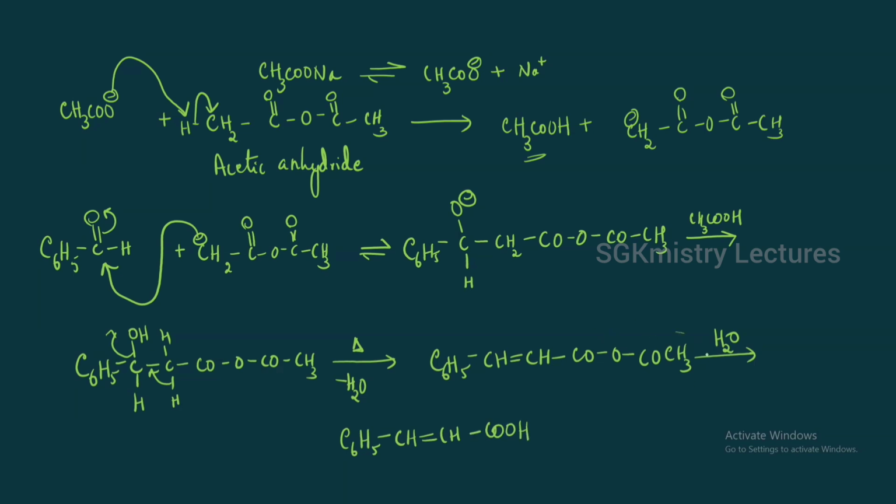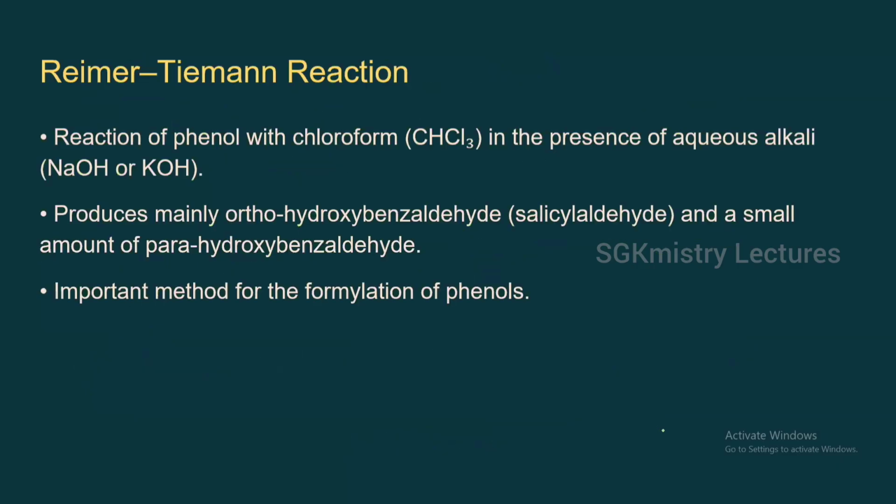Now CH3CO also you're going to get the CH3COOH. Okay, so this is how you're going to get the final products from the starting materials, that is the anhydride, along with that the sodium or potassium salt corresponding to that particular carboxylic acid, and the aromatic aldehyde. Next, coming on to Reimer-Tiemann reaction.